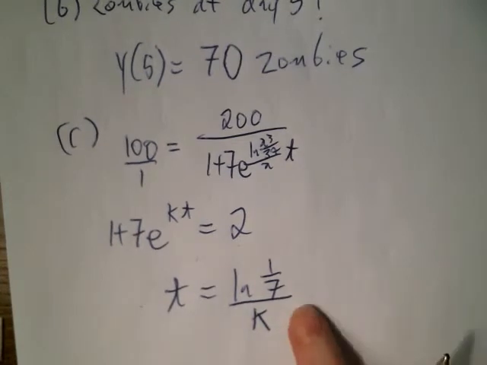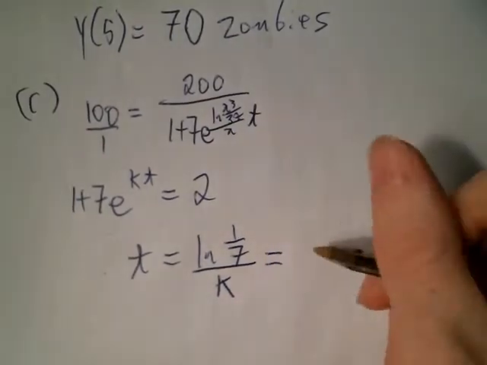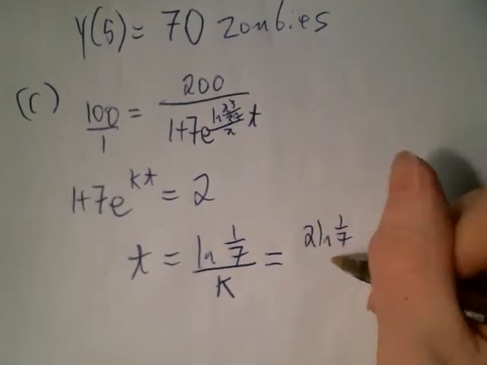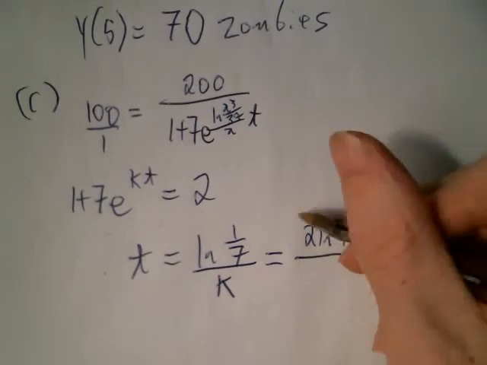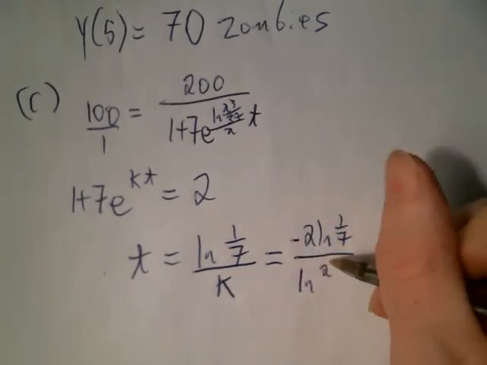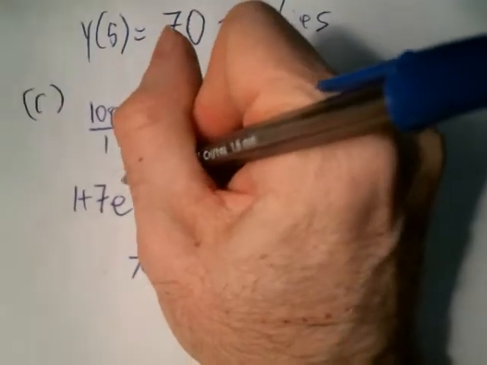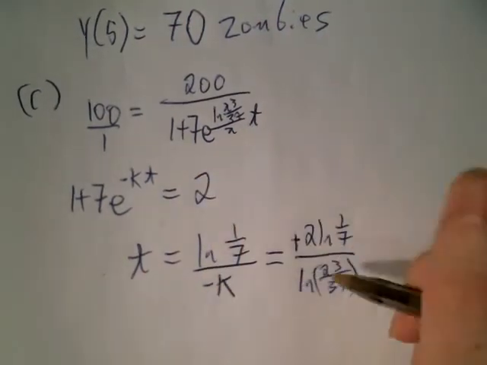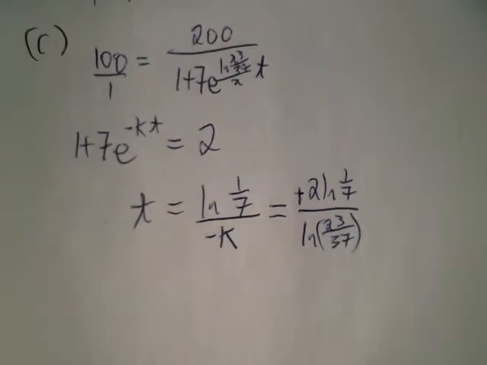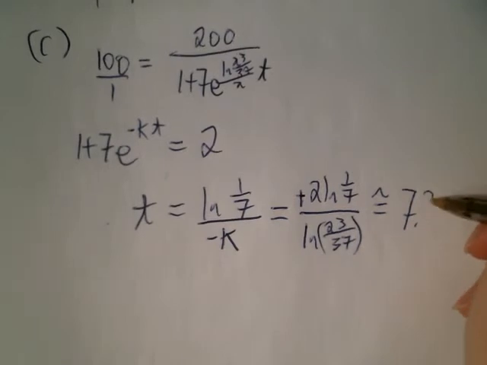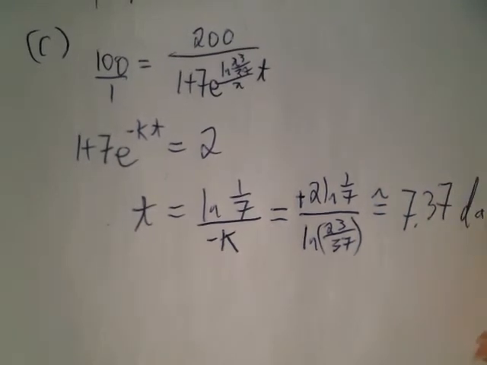All right, then if we back substitute our k value, we'll get 2 ln of 1/7, and I believe our k value was negative, all over the ln of 23/37. If you plug that into your calculator, oops, and this is positive, sorry. This isn't really k, it's negative k. Sorry about that. I'm skipping too many steps at once. I promise I won't do that again. 7.37 days. You'll have 100 zombies.